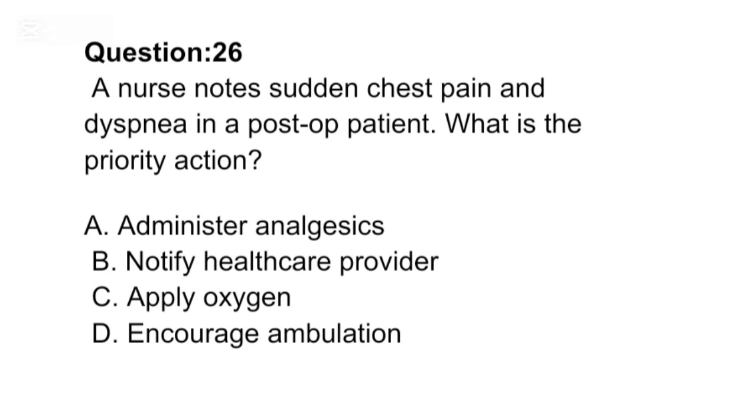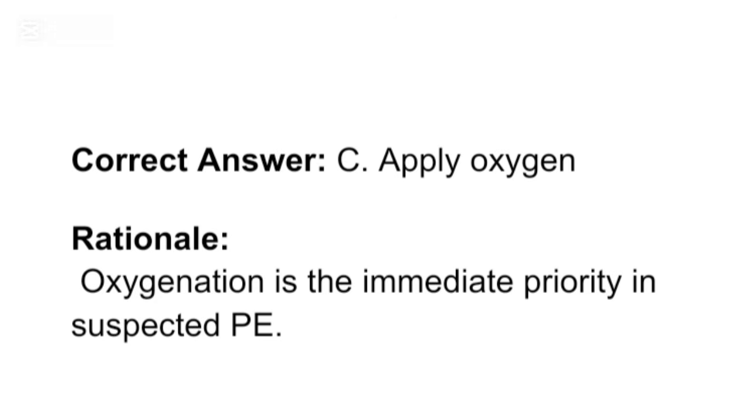Question 26. A nurse notes sudden chest pain and dyspnea in a post-op patient. What is the priority action? A. Administer analgesics. B. Notify healthcare provider. C. Apply oxygen. D. Encourage ambulation. Correct answer, C. Apply oxygen. Rationale. Oxygenation is the immediate priority in suspected PE.